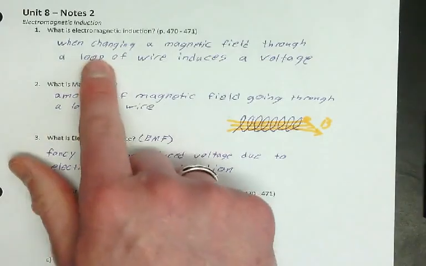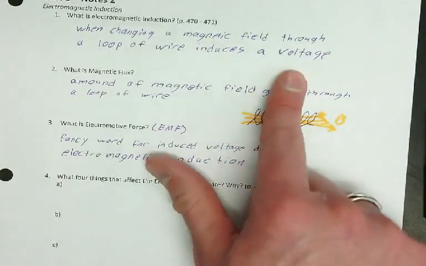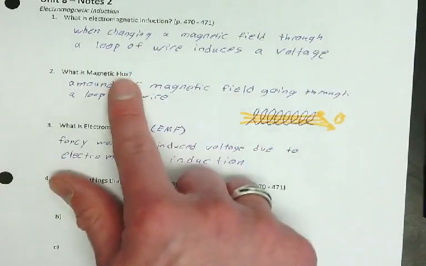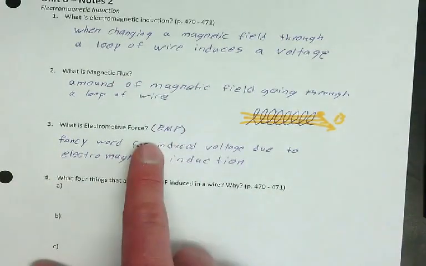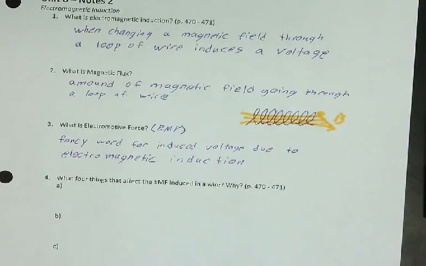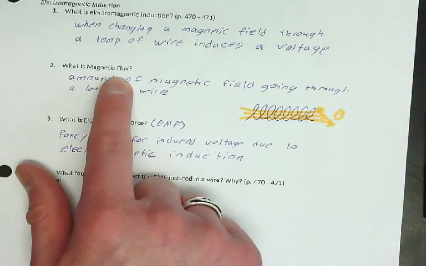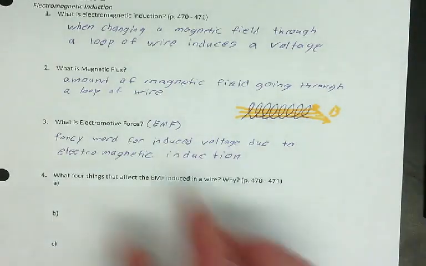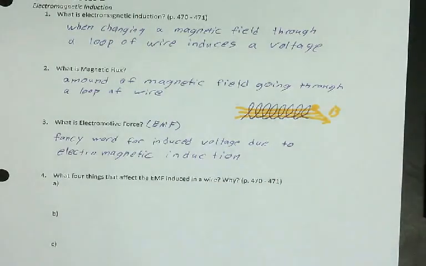So electromagnetic induction is when a changing magnetic field through a loop of wire induces a voltage. The name for the changing field through a loop of wire is called magnetic flux. And the name of the induced voltage is called EMF. So basically, to simplify it down, it's when a changing magnetic flux induces an EMF. If you want a really short definition, it's when a magnetic flux causes an EMF. That's what electromagnetic induction is. Okay?